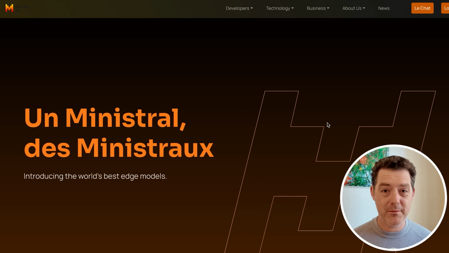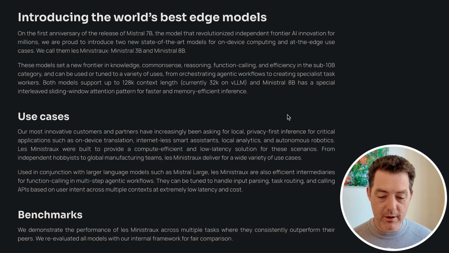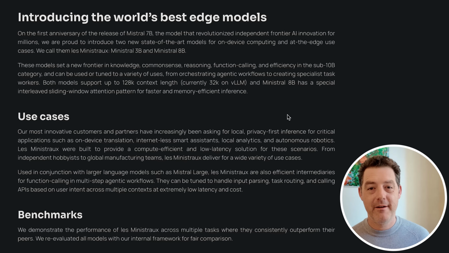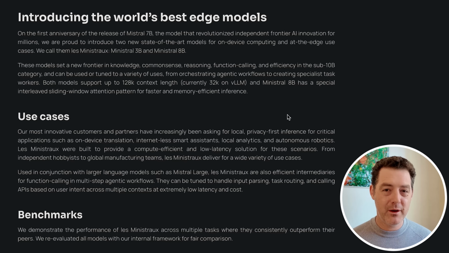And now we have some new ones from Mistral. We are proud to announce 2 state-of-the-art models for on-device computing and at-the-edge use cases. We call them Les Ministraux. I hope I'm saying that right. I know I'm not. Please tell me in the comments. Ministral 3B and Ministral 8B. So these are very small models. 8B is more common, but 3B is starting to be even more common in a small model, so I definitely love it. These models set a new frontier in knowledge, common sense, reasoning, function calling, and efficiency in the sub-10B category, and can be used or tuned to a variety of uses, from orchestrating agentic workflows to creating specialist task workers.